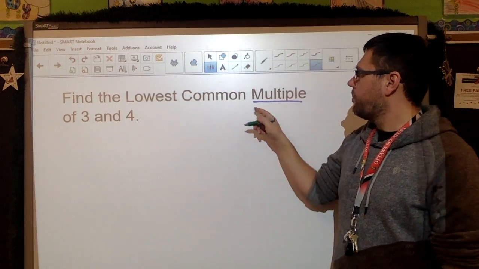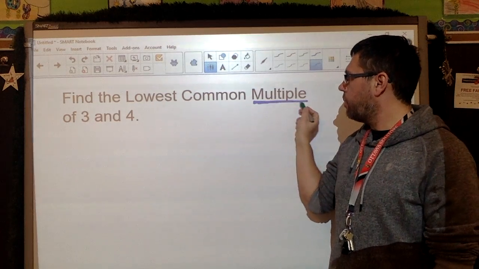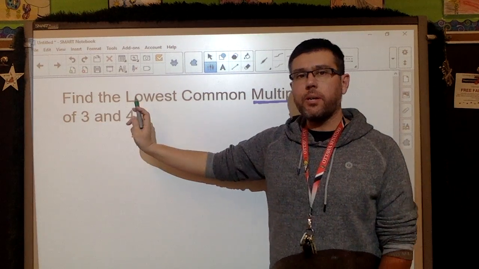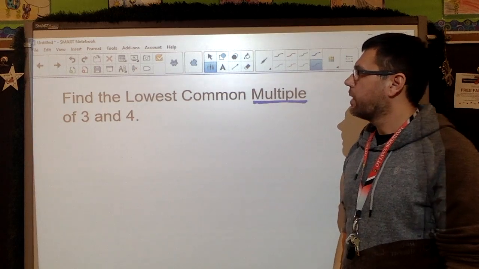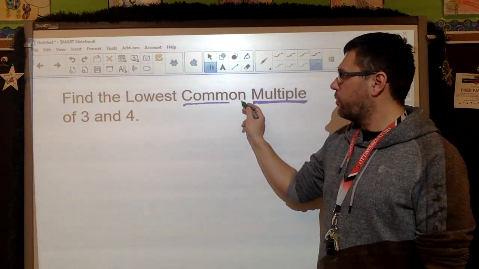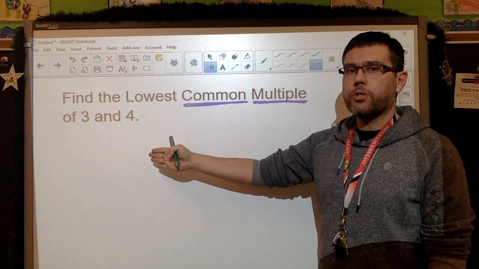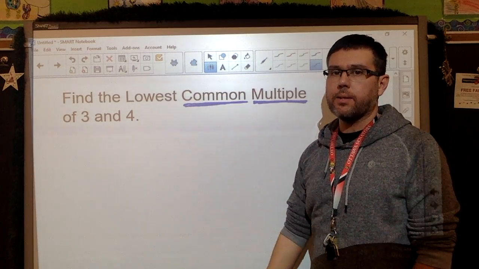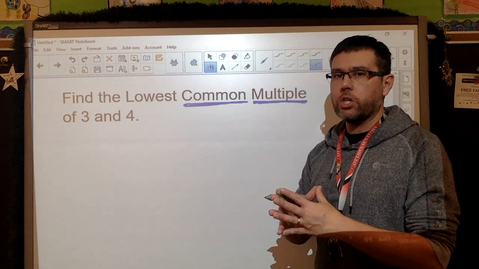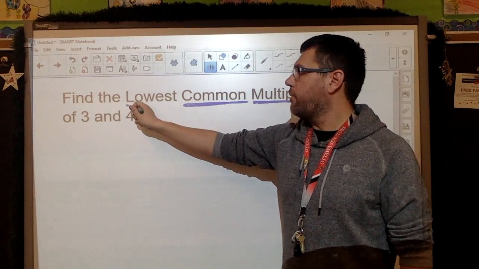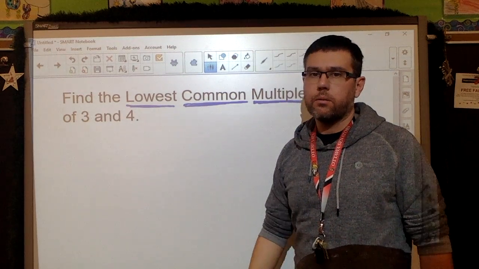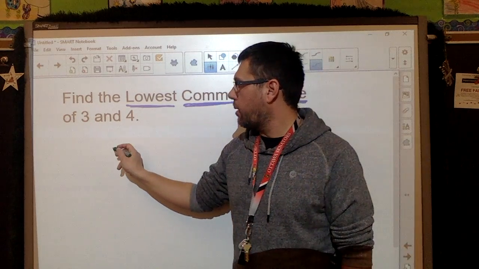In other words, we're skip counting, we're talking about multiples, so we're skip counting by 3s and skip counting by 4s. And I want to find what are the multiples that they have in common. In other words, what numbers do you get when you skip count by 3 and skip count by 4? Which numbers match up for both? And out of all of those, which one is the lowest? Okay, so let's take a look at what that would look like.